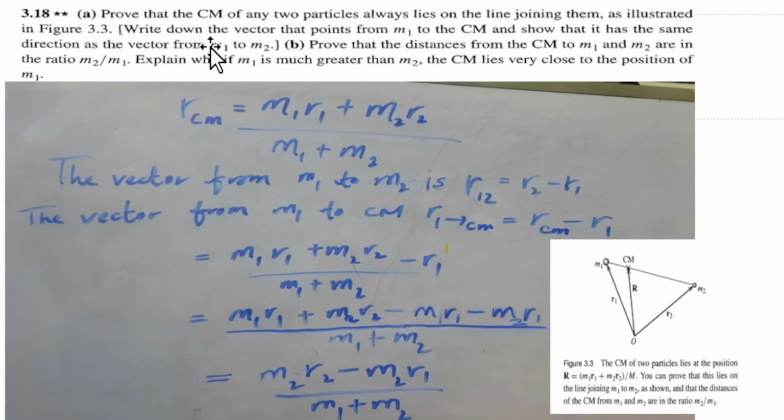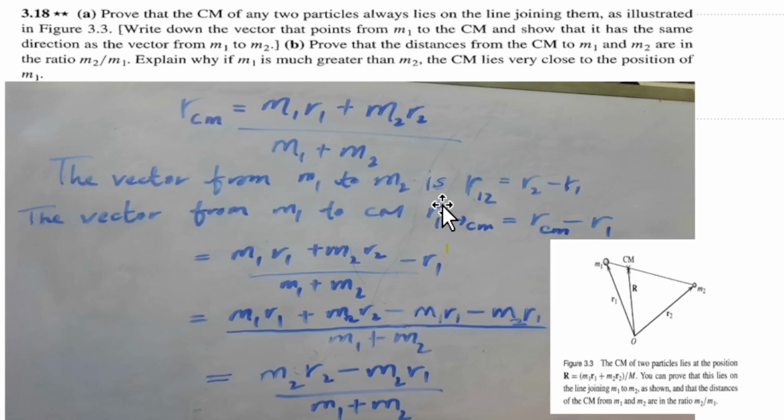In part A we have to find the vector that points from M1 to the center of mass, having the same direction, which is from M1 to M2. In the second part, we have to find the distance from the center of mass to M1. Consider D1 the distance from the center of mass to M1, and D2 the distance from the center of mass to M2.